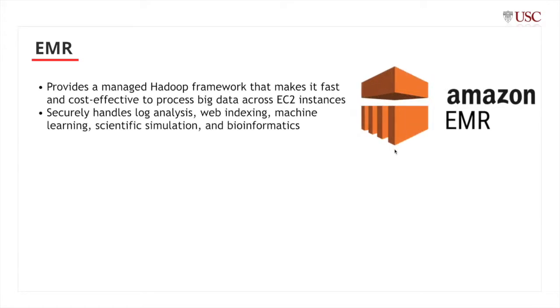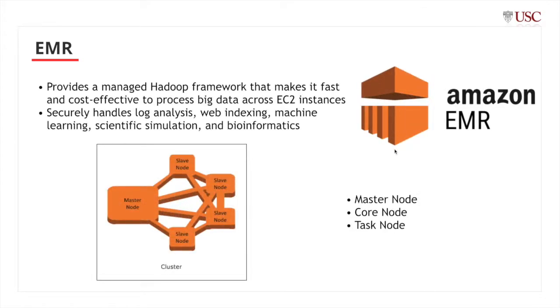Coming to EMR, it's one of the services provided by Amazon Web Services, and the cluster is made up of three kinds of nodes: a master node, a core node, and a task node. The master node takes control over all the slave nodes, where the slave nodes actually perform the data processing. This is provided by a Hadoop framework, which is of course cost effective since it's on cloud, and it securely manages analysis and indexing. It can also be used for machine learning, scientific simulation, and of course bioinformatics, which is what we are trying to achieve in this lab.